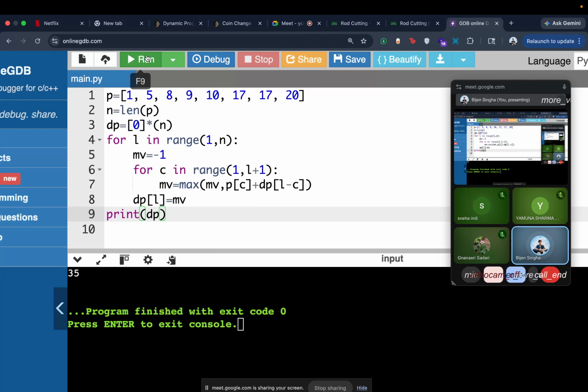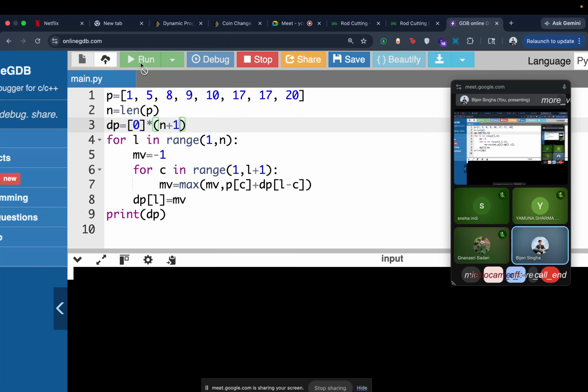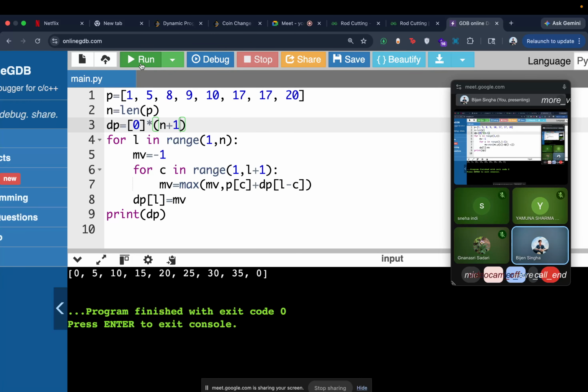Tell me what to change. If it is 1 to 20, it is not 0 anymore. Tell me what to change. It is 8 now, 8 plus 1. First I have to do plus 1. Okay, after that what do I have to change? 1 to n plus 1, 8.